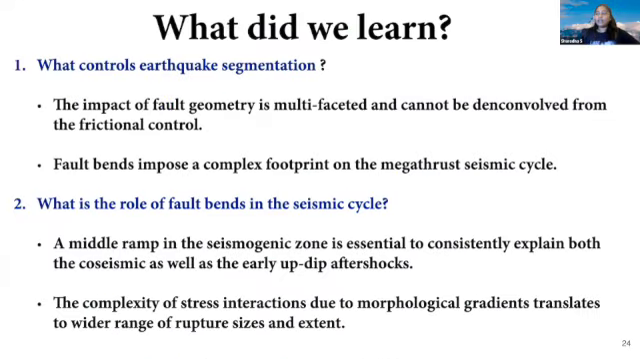To briefly conclude what we learned so far: what controls earthquake segmentation, both friction and geometry play an important role, and fault bends impose a very complex footprint on the megathrust seismic cycle. And on the role of fault bends in the seismic cycle, we saw that the middle ramp in the seismogenic zone is essential to consistently explain both post-seismic rupture as well as the early up-dip aftershocks. You can see that there is a lot of complex stress interaction due to these morphological gradients, which also translates to a wider range of rupture sizes and extent.